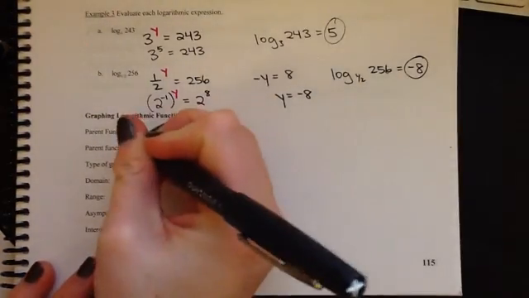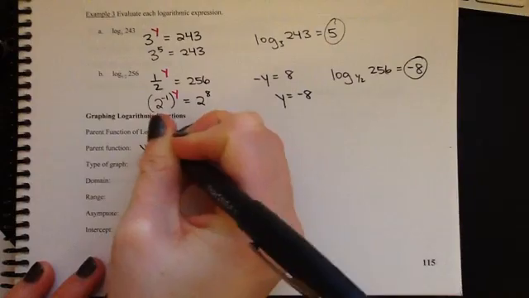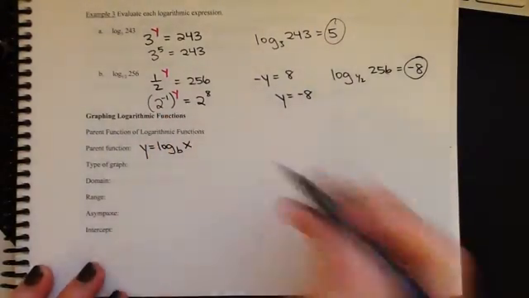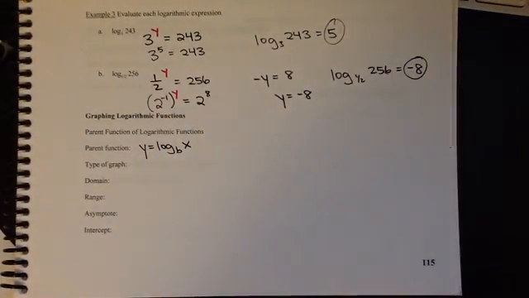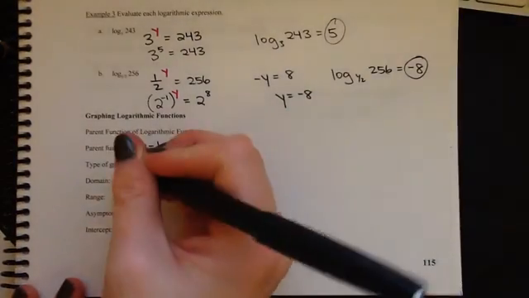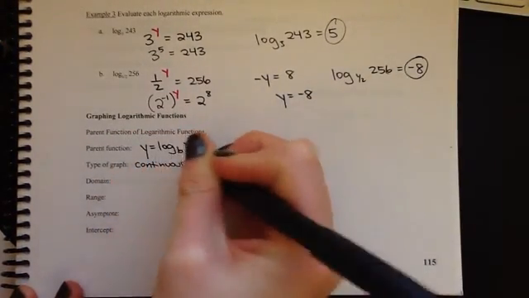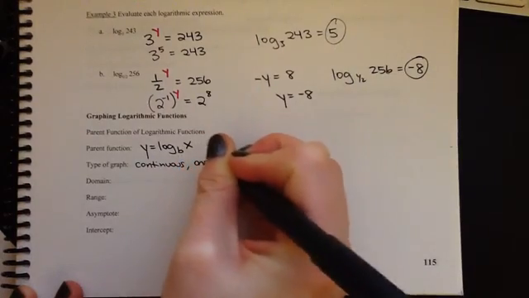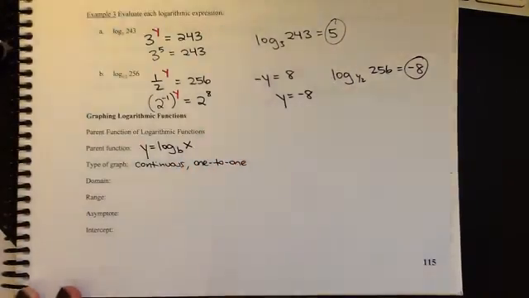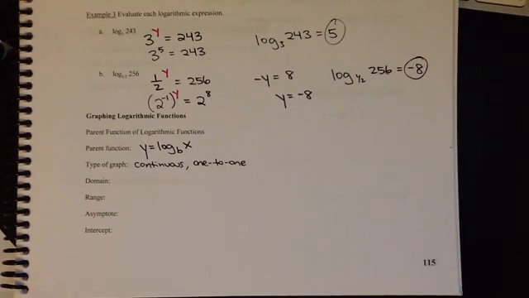Parent function looks like this. Y equals log base b of x, the same thing we were working with before. What type of graph is it? It's continuous, it's 1 to 1. Okay, it might be increasing, it might be decreasing. We've got 2 different ones.